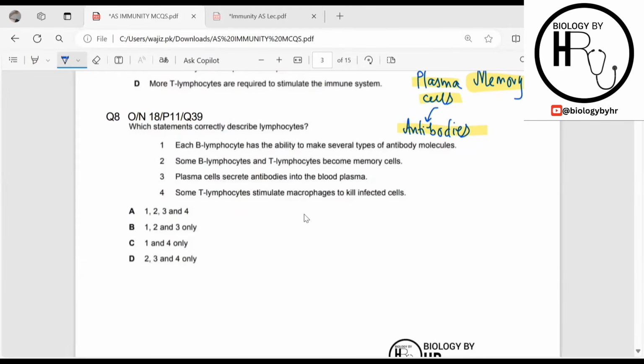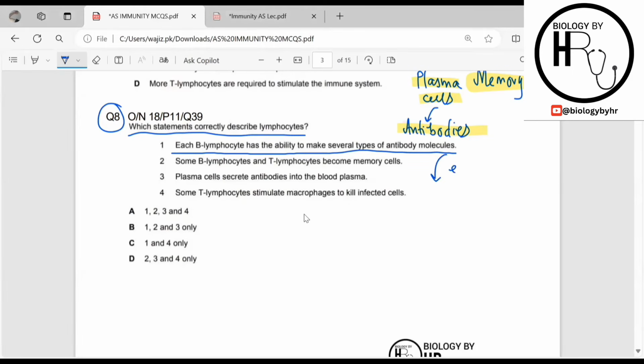Question number 8 is asking which statement correctly describes the lymphocytes. Let's look at these statements one by one and figure out the correct statement. Statement 1 says that each B lymphocyte has the ability to make several types of antibody molecules. No, this statement is not correct. Why? Because they are talking about each B lymphocyte.